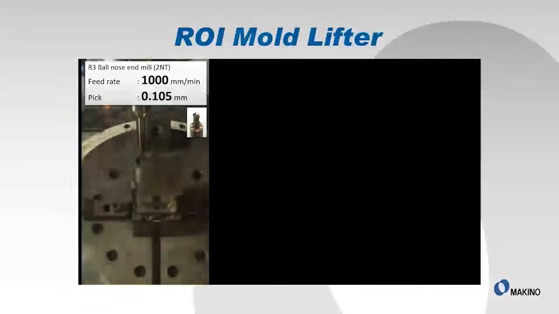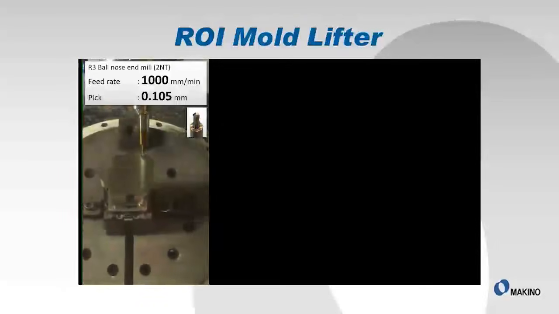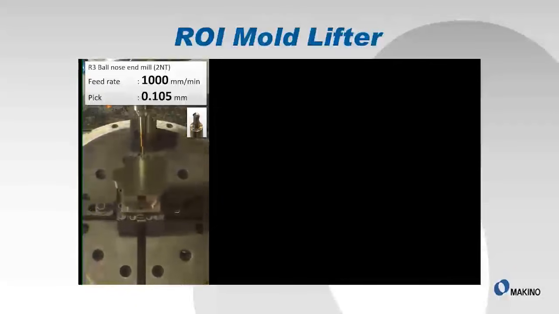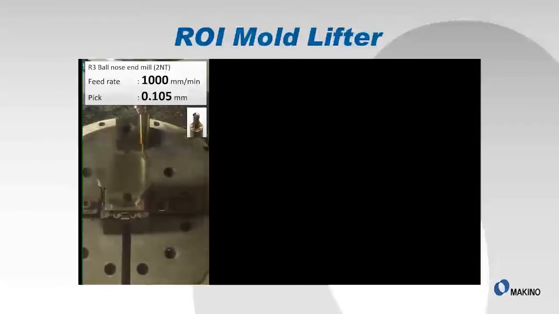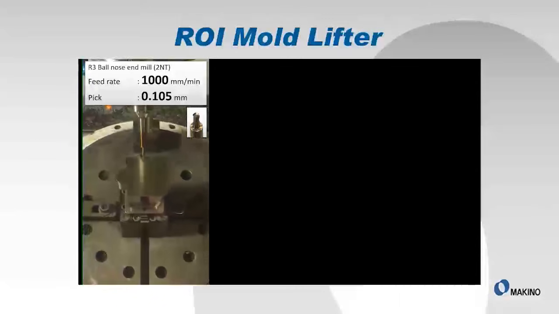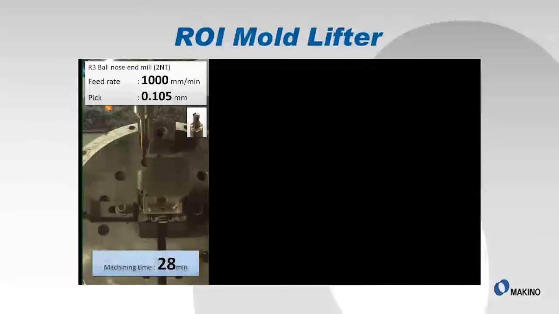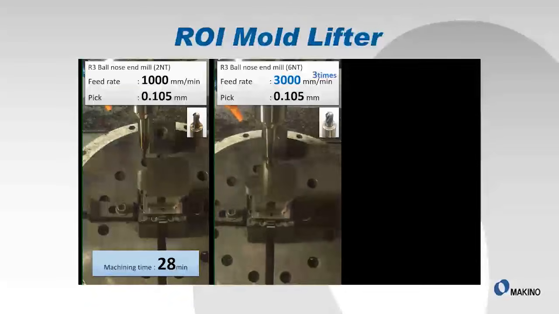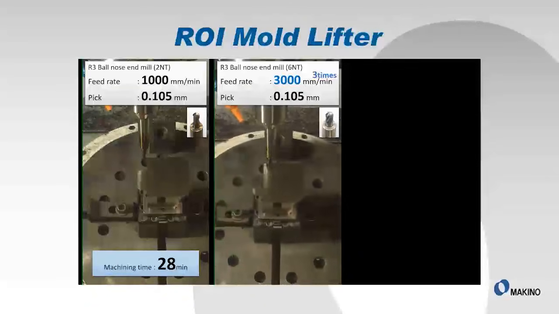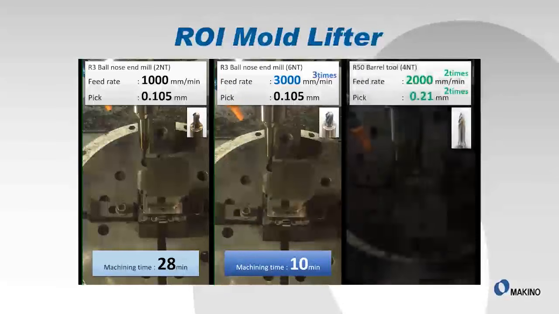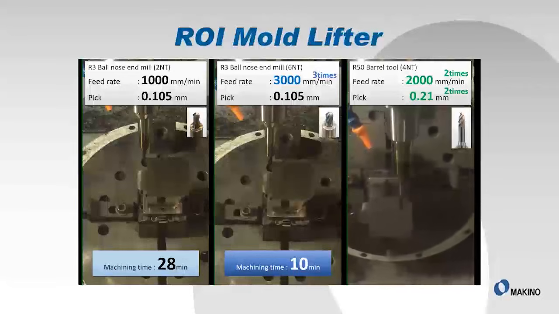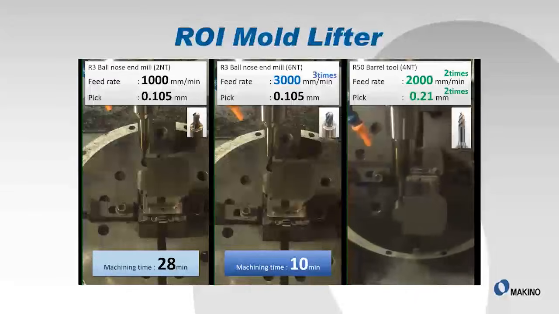In the next operation, we're machining the top of the lifter. In the first example, we're using a feed rate of 1,000 millimeters per minute, a pick rate of 0.105 millimeters, using a 2-flute end mill with a cycle time of 28 minutes. In our second example, we're going to use a 6-flute end mill at 3,000 millimeters per minute, 3 times, and the same pick rate, but a machining time of 10 minutes. In the last example, we're using the barrel tool at 2,000 millimeters per minute, 0.21 millimeter pick rate, and we're going to have a machining time of 8 minutes.